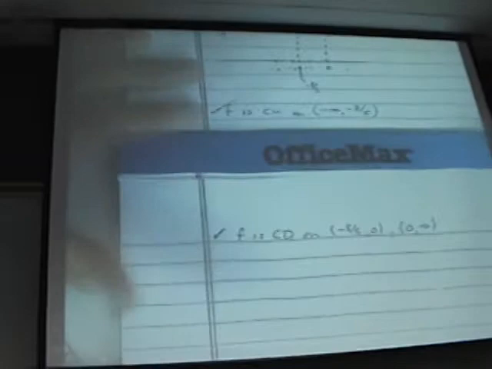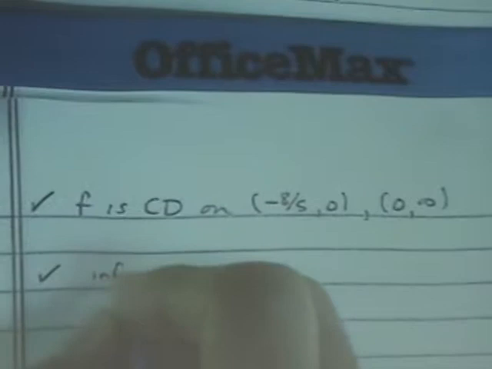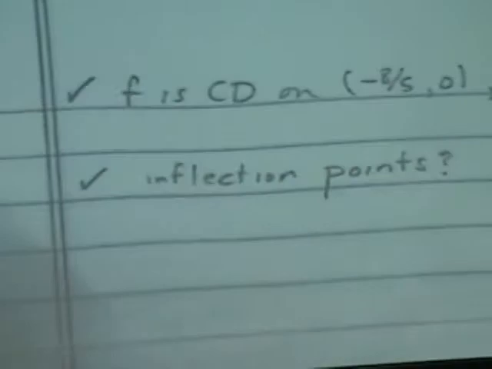So f is concave up on this interval, concave down on these two intervals. And does it have any inflection points? Just one. Yeah, the only possible inflection point is, well, it's this.